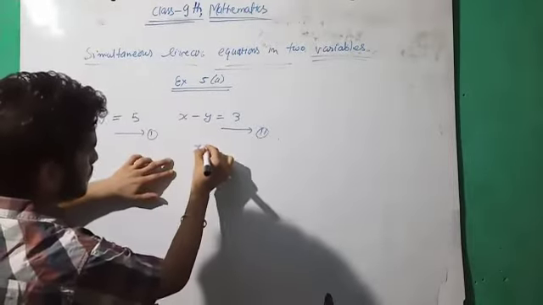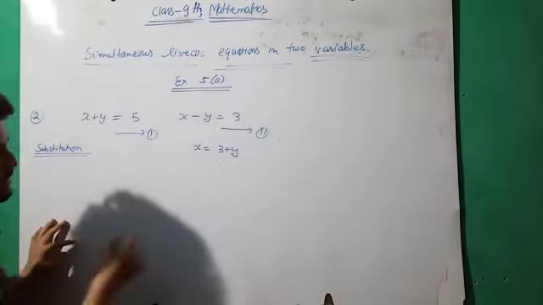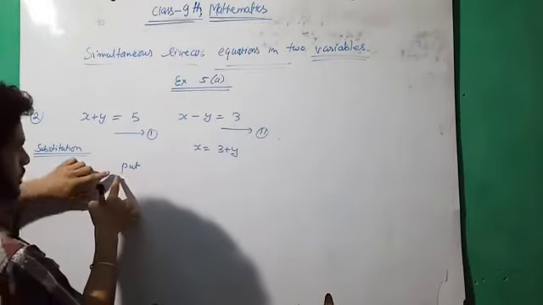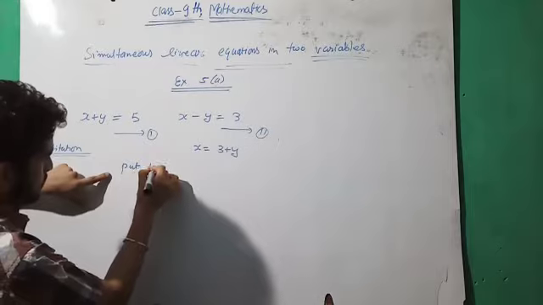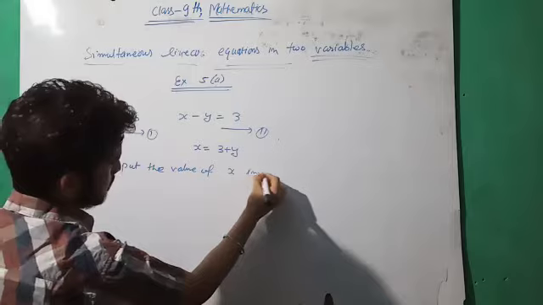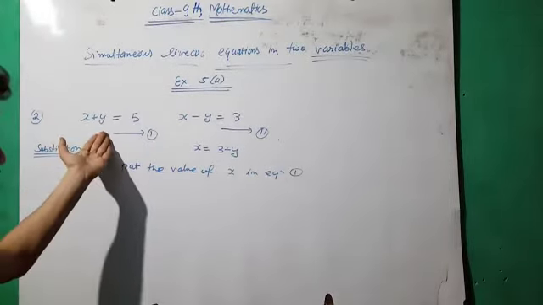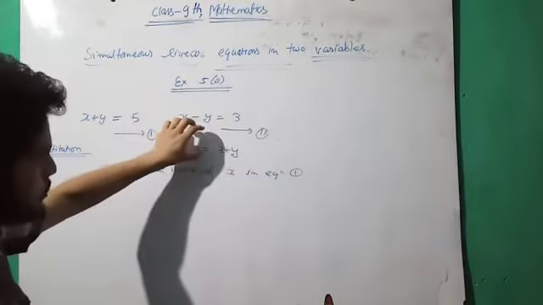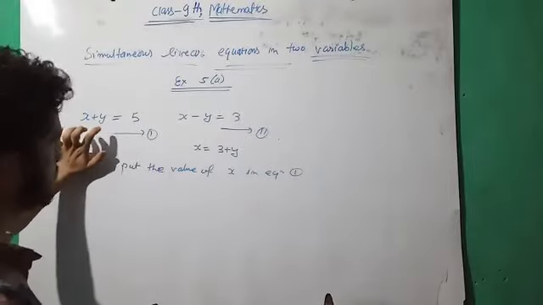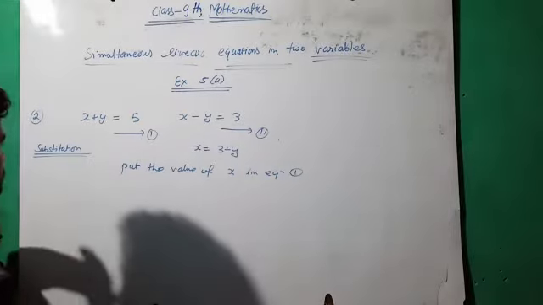We can take x equal to 3 plus y from equation second. Now we write a statement like this: put the value of x in equation first. If you take x from the first equation, you put the value of x in the second equation, and if you take x from the second equation, you put the value of x in the first equation. These are similar; do whichever is easy for you.